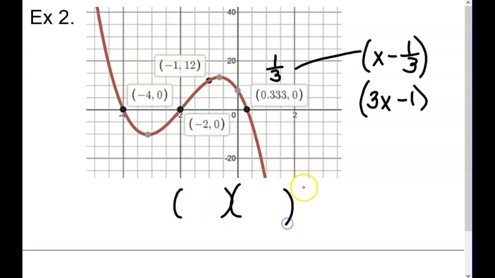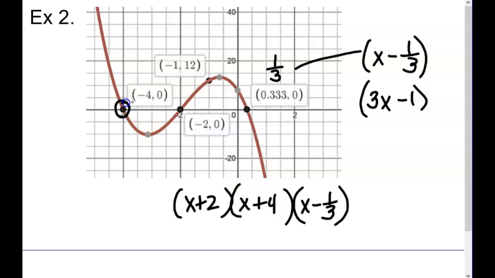Okay. How many? It looks like it has 3 zeros. One of the factors, I'm going to go with x minus 1/3. Anybody have the other two? X plus 2 and x plus 4. Good call. Everybody good? There's one here, here, and here.